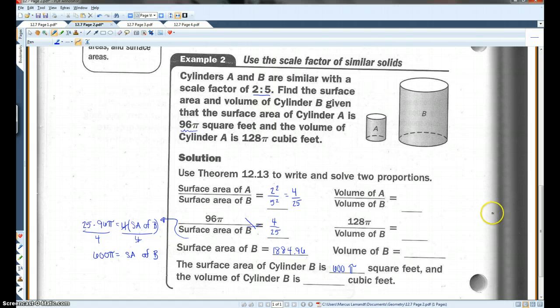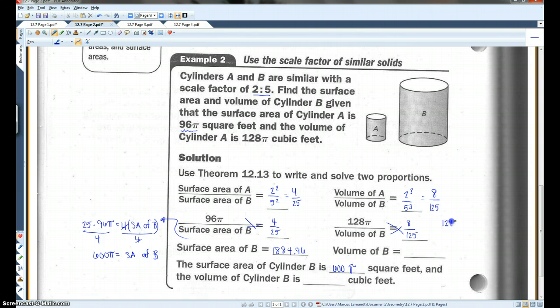Okay, let's take a look at volume. Once again, the scale factor is 2 to 5, so the volume has to be 2 cubed over 5 cubed. 2 cubed, 2 times 2 times 2 is 8. 5 cubed, 5 times 5 times 5 is 125. Okay, so this is what we're going to use. And then we cross multiply again. I'm going to write in another step.